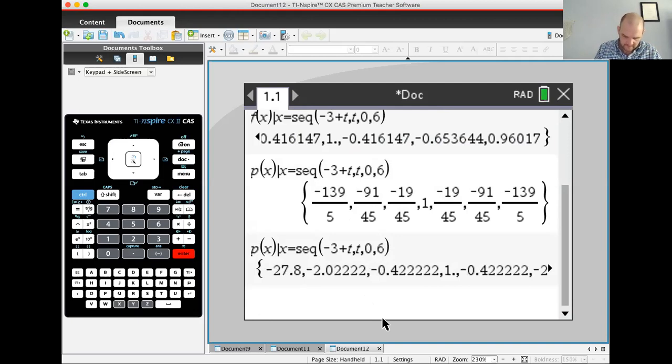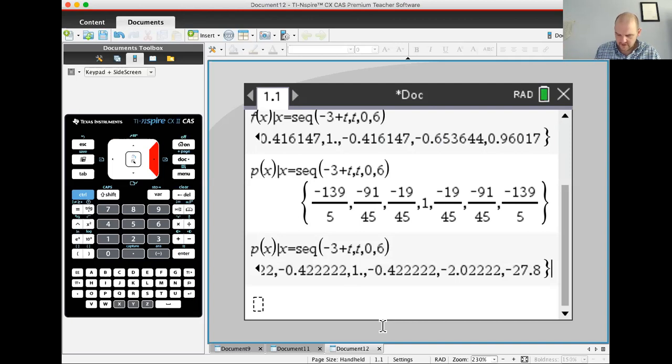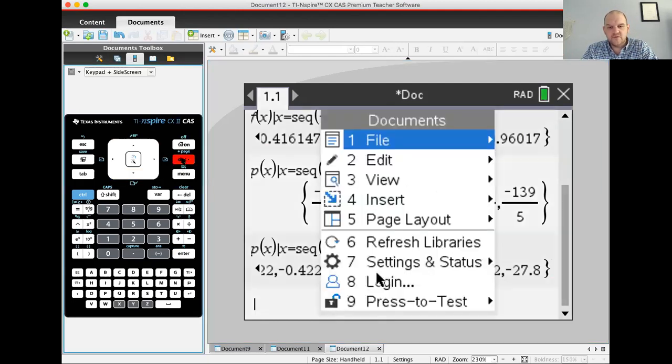So 27.8, -2.022, -0.422, exactly 1. It's exactly the same at the center, which it always will be. Then -0.422, and we kind of know it's going to be -2.022 and then -27.8. So it's horrible at the endpoints. Let's take a look at the graph and see why it's terrible at the endpoints.